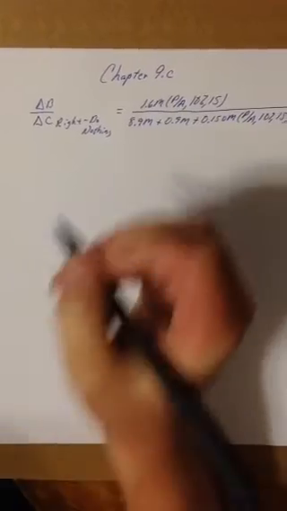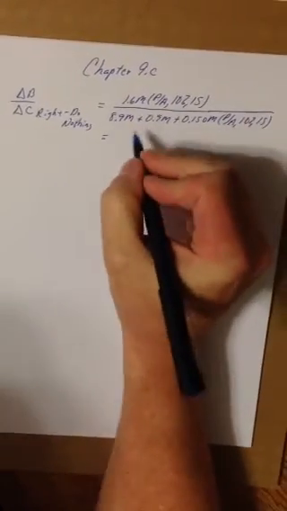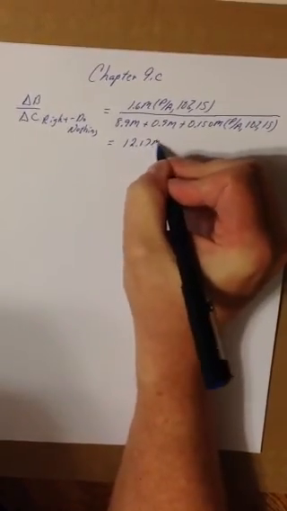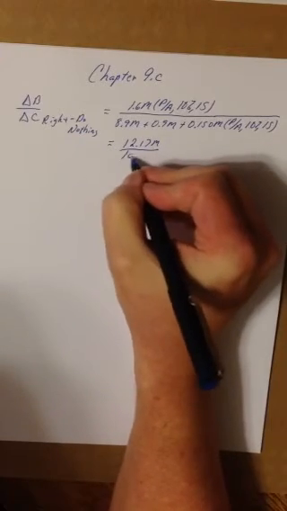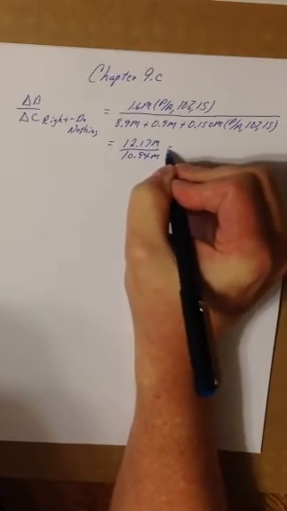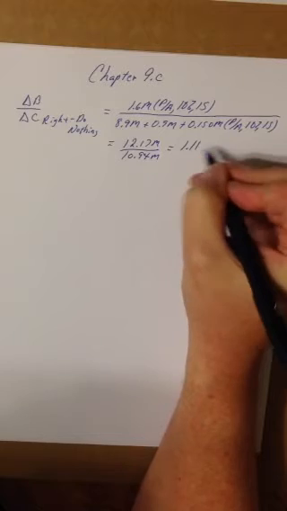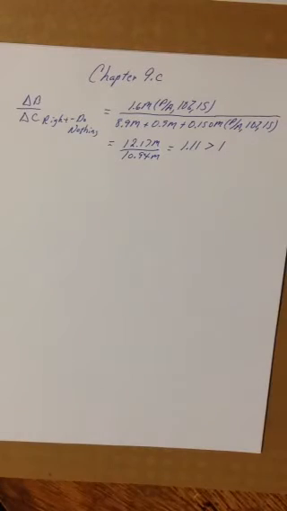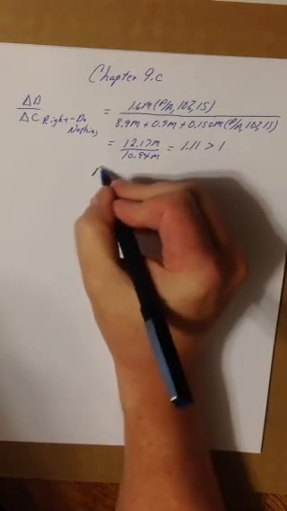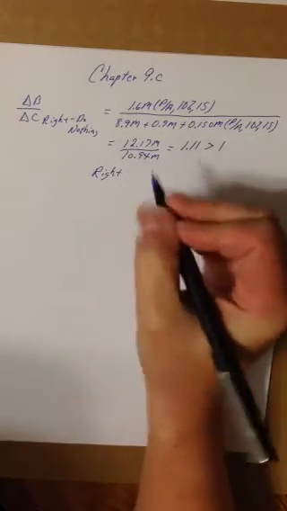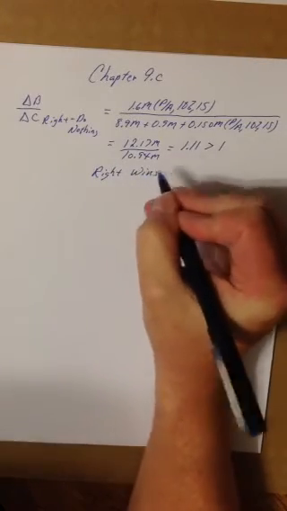So when we do this, we come up with a ratio of 12.17 million to 10.94 million, which comes out to a ratio of 1.1, which is greater than 1. That means doing the right-hand turns is better than just leaving it as it is. So in this case, right wins.